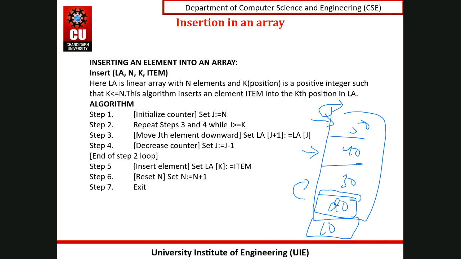If I skip this step and remove this equal to, j will stop over here. Let us say this is my 5, 4, 3. Suppose k was 2. So j is 3. J equal to 3 means 30 will move upward. So 20 will never move upward, and the next statement will overwrite 20 with the new value, that is 15, and 20 would be lost forever.